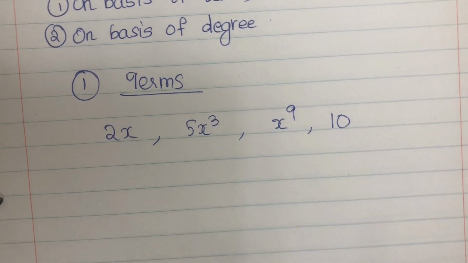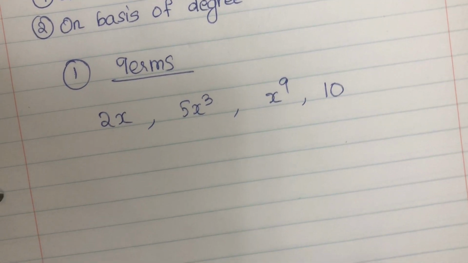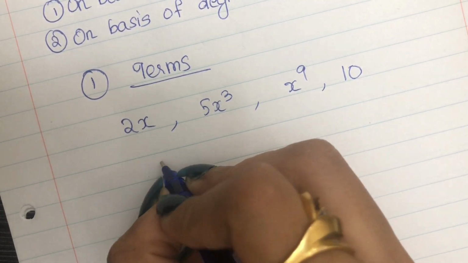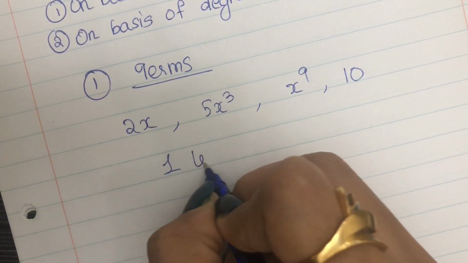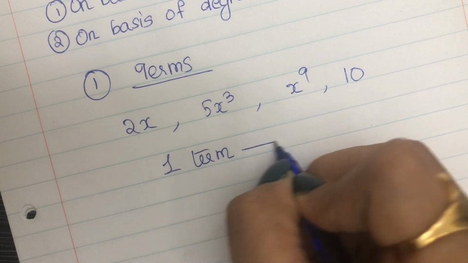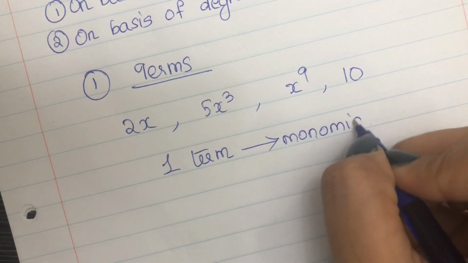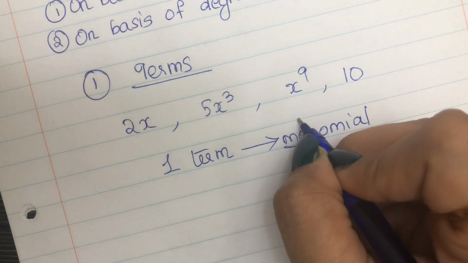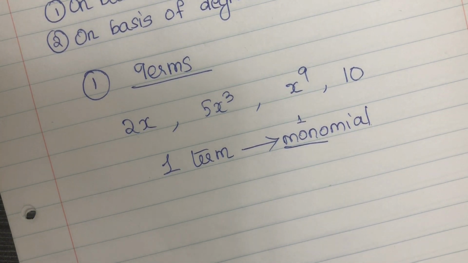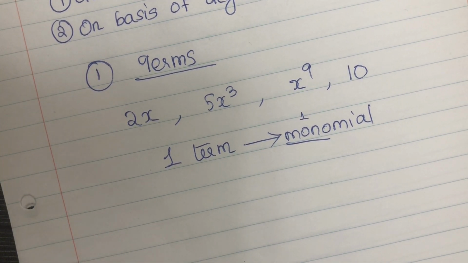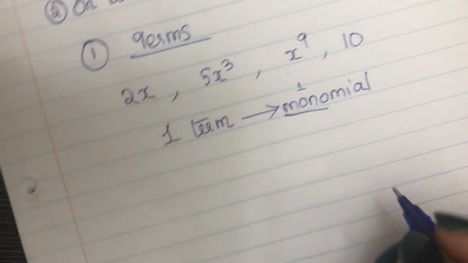So the polynomial having only one term is called monomial. Mono means 1. So the polynomial which is having only one term is called monomial.